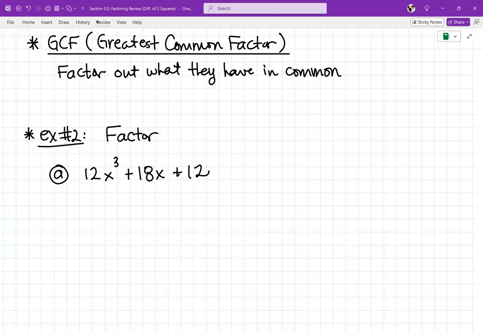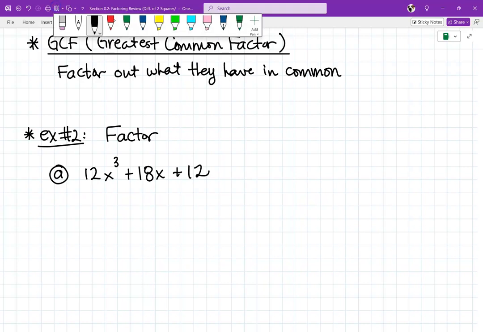Do they have numbers that they share? A 12 and 18 and 12. What number divides all 3? Like a 2 does, right? A 2 divides 12, 18, and 12. So does a 3, right? A 3 does. It's called the greatest common factor because they want us to find the biggest number that can divide. What's the biggest number that can divide 12, 18, and the other 12? A 6. The 6 is the biggest number that we can find that can divide all 3.